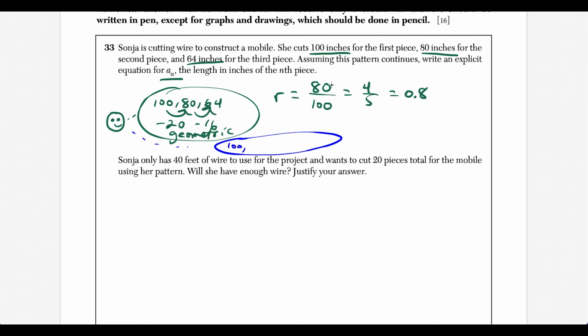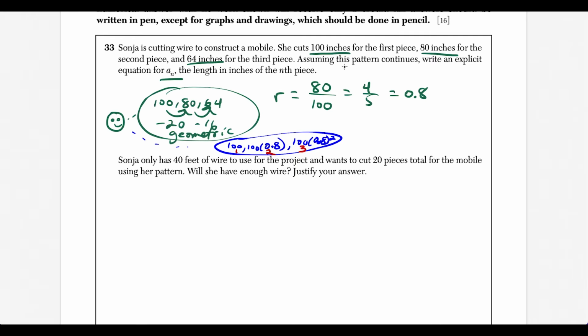But then 80 is the same thing as 100 times 0.8. And then if I want to get to the next term, 64, I would multiply by 0.8 again, or I would multiply by 0.8 squared. Okay, so this is the pattern that should be going on in your head, that we're multiplying by 0.8 each time. But one thing to be mindful of is that this is the first term. So this is our first term, this is our second term, and this is our third term.